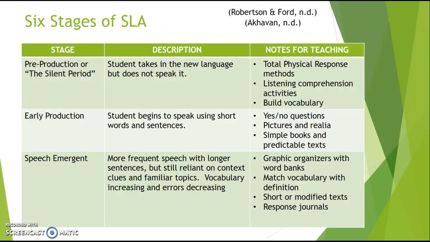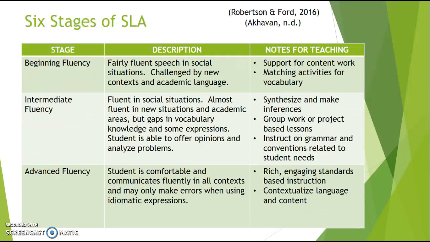For language learners, there are 6 stages of second language acquisition. The pre-production or silent period, where they're not using the language at all, just taking everything in. The early production stage, where they begin to speak using short words and sentences. The speech emergent stage, where speech is more frequent with longer sentences. And then the beginning fluency stage is where they feel fairly fluent with speech in social situations and begin to be more challenged by new context and academic language.